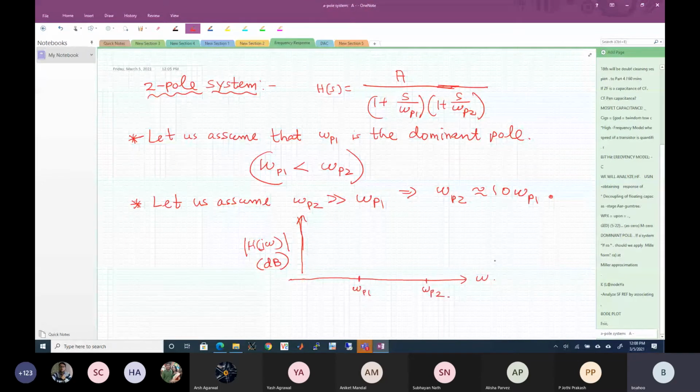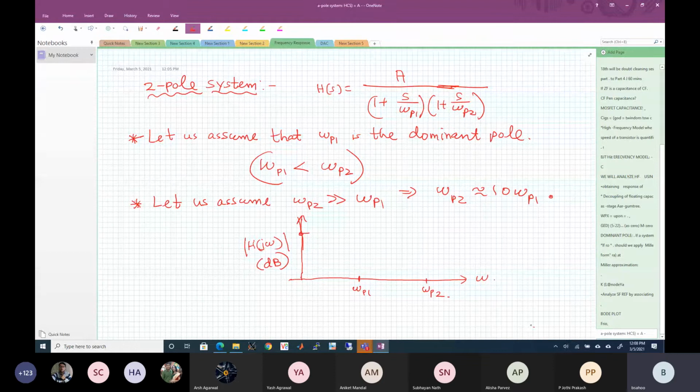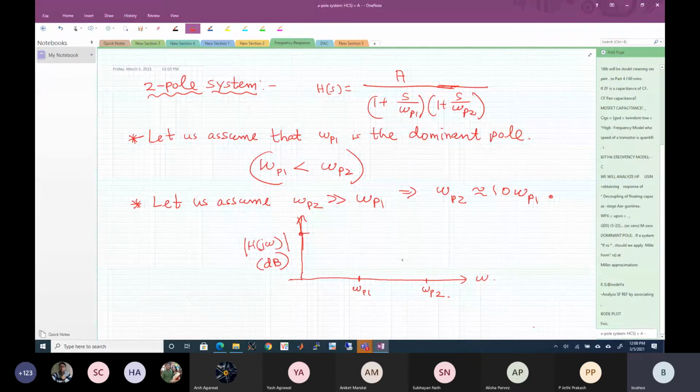So now when we are close to DC, my gain is 20 log of A. So we mark this point. When at infinity, my gain is going to be minus infinity. Now let's see what happens to my gain when we are at omega P1.